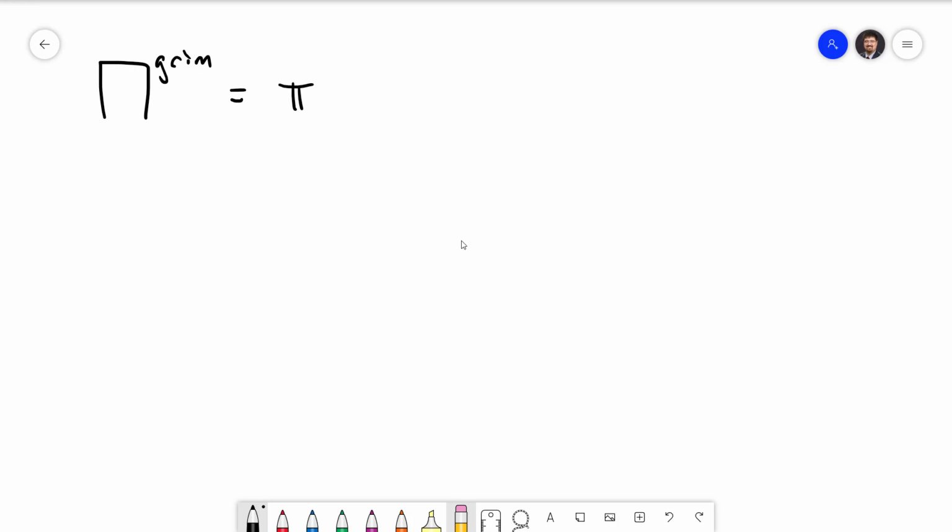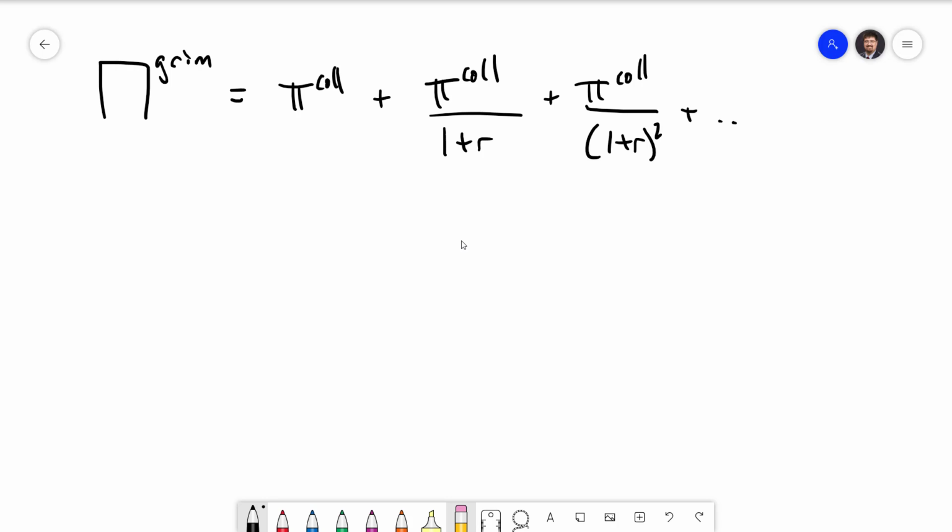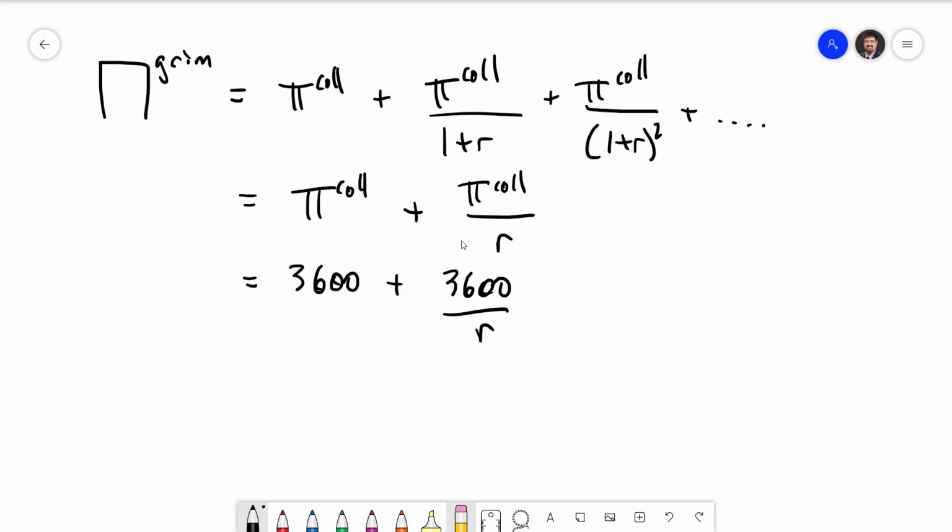We're going to get our collusive profit in the initial period. We're going to get the collusive profit in t equals 1. We're going to get the collusive profit in t equals 2, and so on forever. Using the geometric series formula, that's going to give us pi collude plus pi collude over r. Thinking about our example, we have 3600 plus 3600 over r.